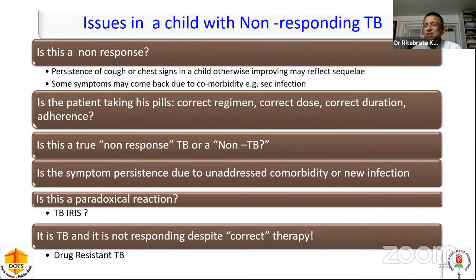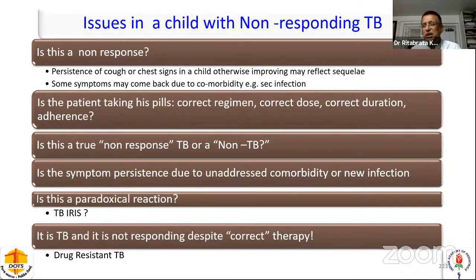Is there something which we have missed, some comorbid condition? I have told you before, TB and HIV go hand in hand. If you treat only one of them and not both, it is not going to improve. So you have to see whether there is some unaddressed or unidentified comorbidity. And the fourth important question: is it a paradoxical reaction?